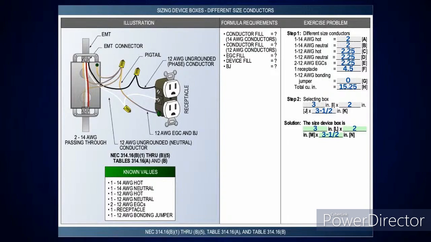So when I go down, I've got one number 12 ungrounded phase conductor, one number 12 grounded neutral conductor. I have two number 12 equipment grounding conductors, one receptacle, and a number 12 bonding jumper. So I'm going to come over and decide what I need here.